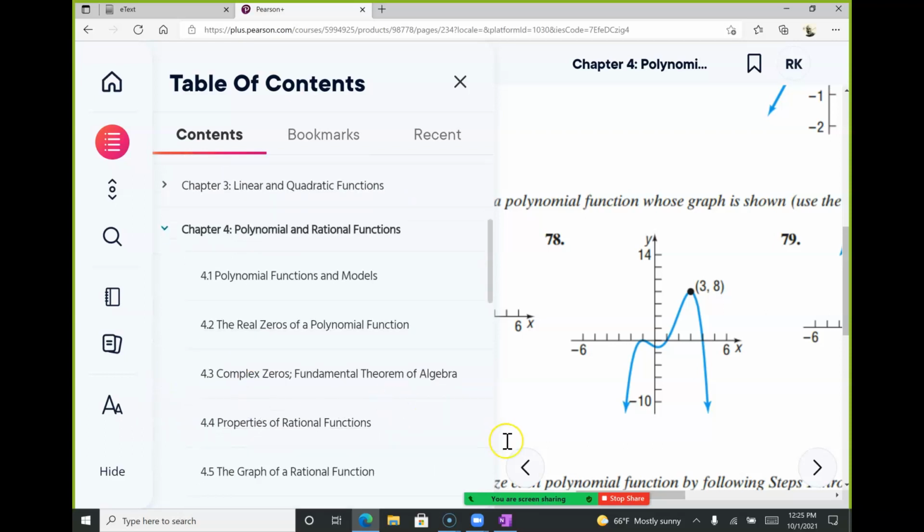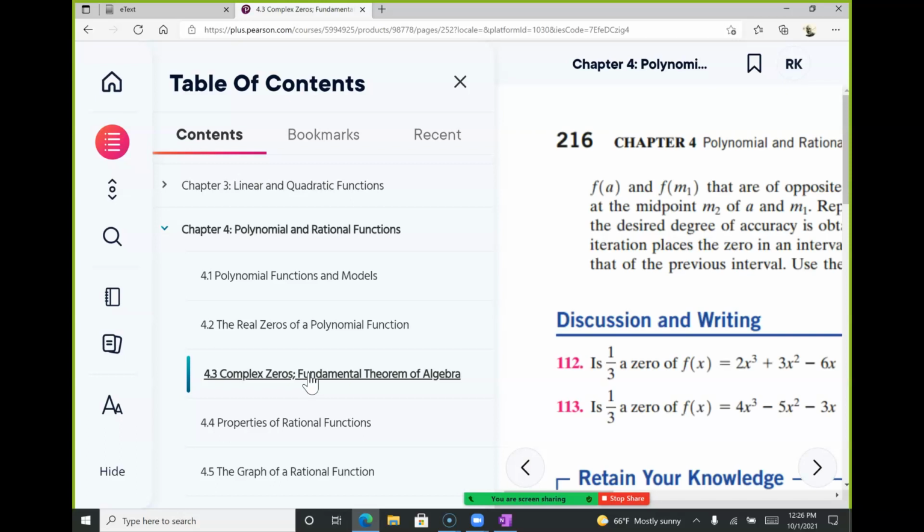Now, if you look here at my table of contents, you see that 4.1 is just creating polynomials. 4.2 is finding all the zeros and factoring. We've still got a little bit more work on that. And then 4.3 is complex zeros. We're going to say if we get complex zeros, forget them. But if you're a math major or a computer science major, I would say read that section. For the rest of us, we only care about real numbers. We don't care about numbers like square roots of negatives.